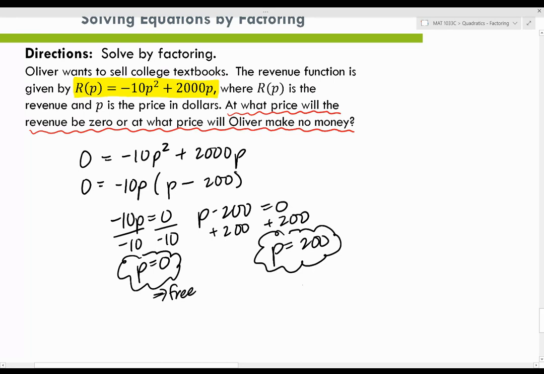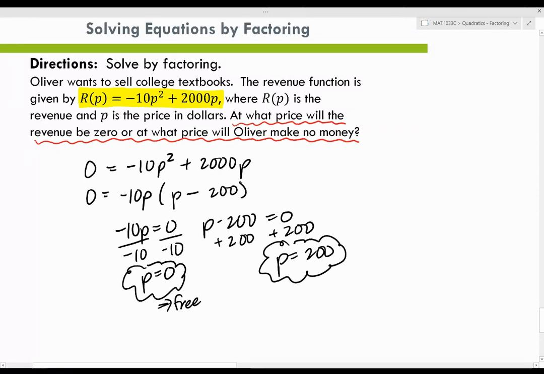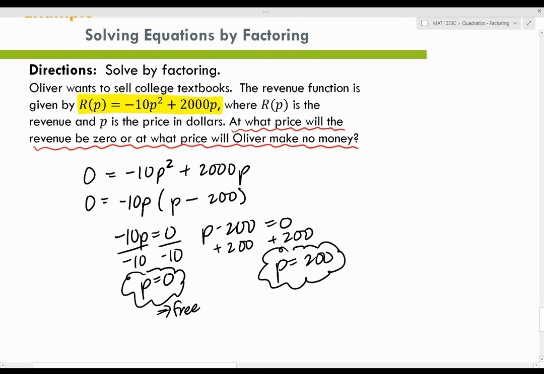and make no money. So it probably means that when Oliver charges $200 per textbook, he bought each textbook at $200. So if he sells it for $200, he will break even. He won't make any extra money. So he can either sell them for free, or he can sell them for the price that he bought them for, which both result in him making no revenue.